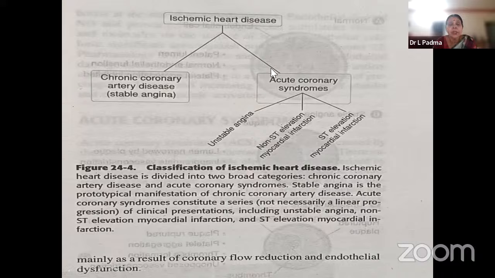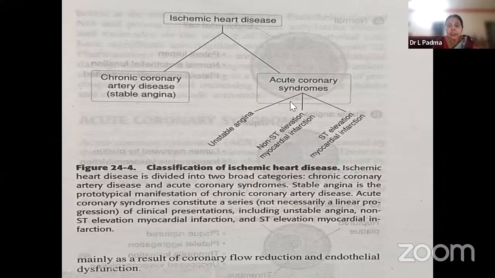Now, this whole scenario is known as ischemic heart disease because ischemia has already occurred. But this is divided into two things. One is chronic coronary artery disease, known as stable angina, and the other is acute. In acute, you have to recognize it totally so that it does not go to chronic, or even if it goes chronic, you are giving a good quality of life.